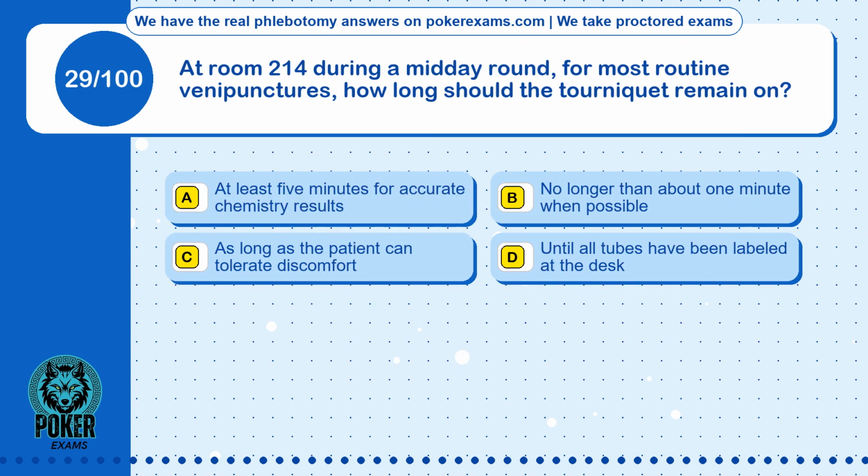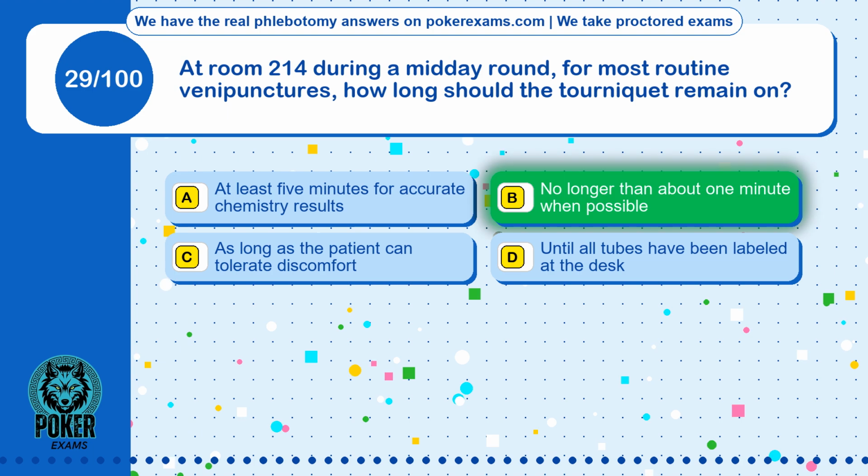Question 29. At room 214 during a midday round, for most routine venipunctures, how long should the tourniquet remain on? Option A: at least 5 minutes for accurate chemistry results. Option B: no longer than about 1 minute when possible. Option C: as long as the patient can tolerate discomfort. Option D: until all tubes have been labeled at the desk.